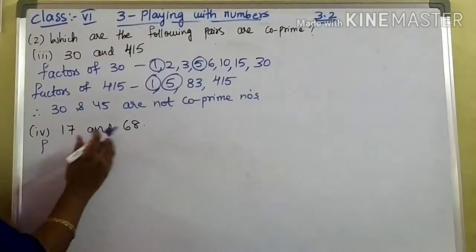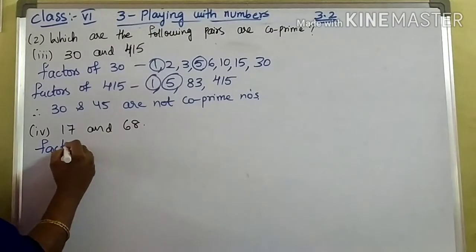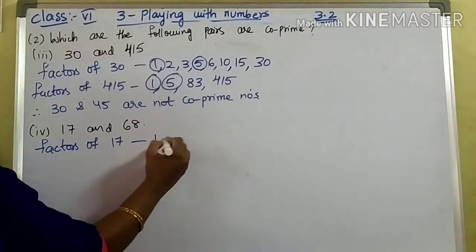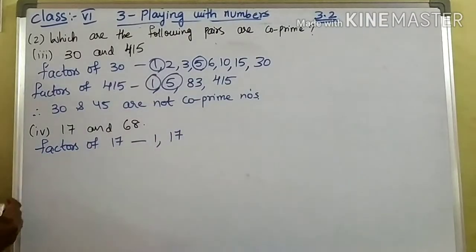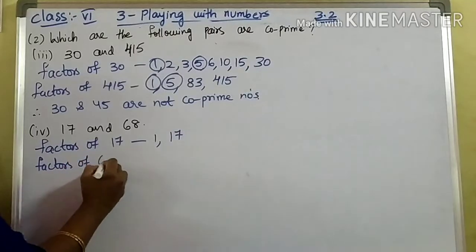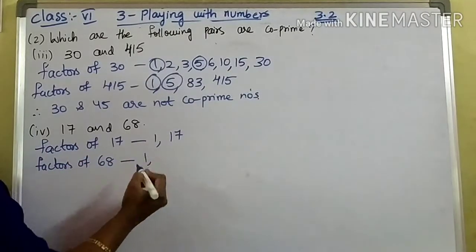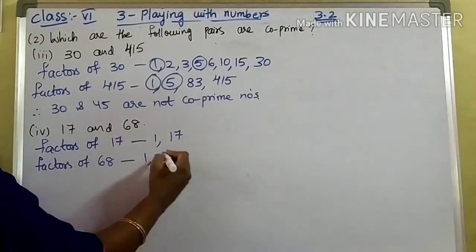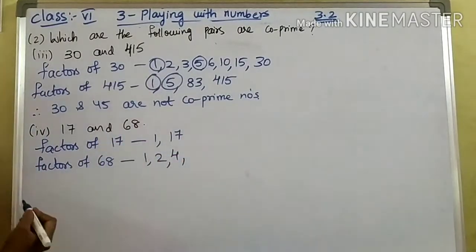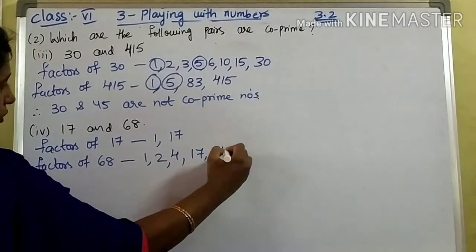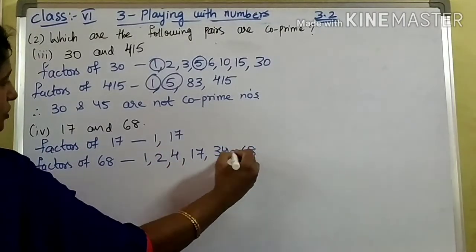17 and 68. So find out the factors of 17. You know 17 is a prime number, so it is having only two factors, 1 and 17. Next we will find the factors of 68. 68: 1, 2 it will go. Next 4, 3 won't go, 4 it will go. Right? 4, next 17, next 34. Next 68. So these are the factors of 68.